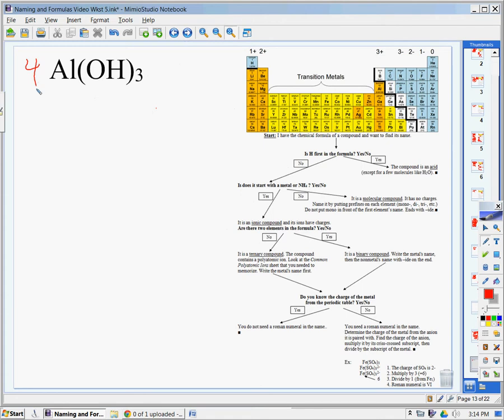Let's go through our flow chart. H is not first. It does start with a metal, therefore it's ionic. Are there 2 elements in the formula? No, there are 3. There's aluminum, oxygen, and hydrogen. There are 3 different elements. That means it's ternary. That means it contains a polyatomic ion. So what's the polyatomic ion? I have to look it up. It's hydroxide. OH is hydroxide.